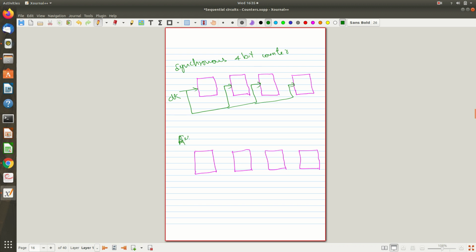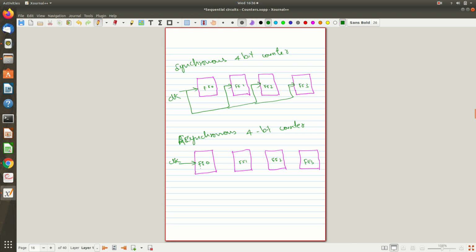Now let's see what an asynchronous 4-bit counter is, as per this example. Here the difference is that the actual clock we are going to apply only to the first flip flop. So these are all my flip flops: flip flop 0, or you can number them in any way, flip flop 1, flip flop 2, and flip flop 3. Here also we have flip flops 0, 1, 2, and 3.